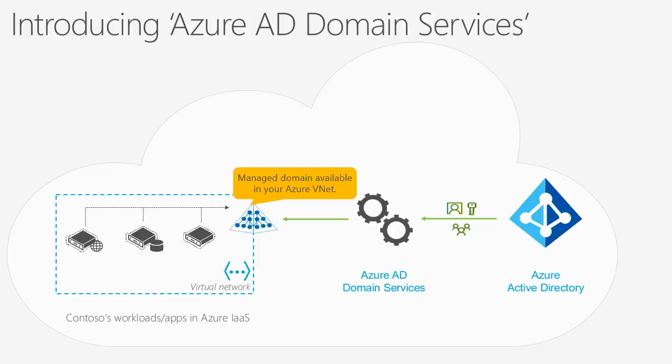So the way it works is you basically enable the service for a specific VNet. At that point, in the background, there's a synchronization of your users and groups and the user passwords as well from Azure AD. That is a process that happens automatically. It's not something you need to set up and configure by yourself.